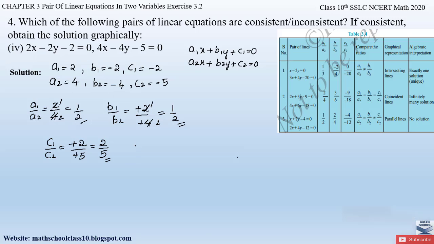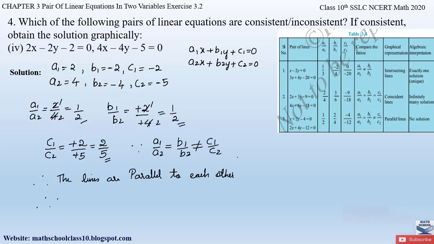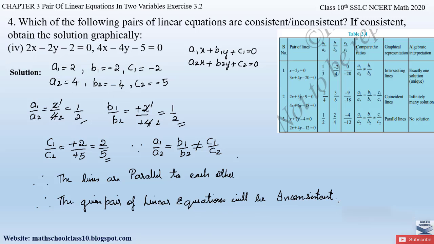So write down, since here a1 by a2 is equal to b1 by b2 and that is not equal to c1 by c2, we can say that the given lines are parallel to each other and therefore the given pair of linear equations will be inconsistent, right? So this is how we solve question number 4.